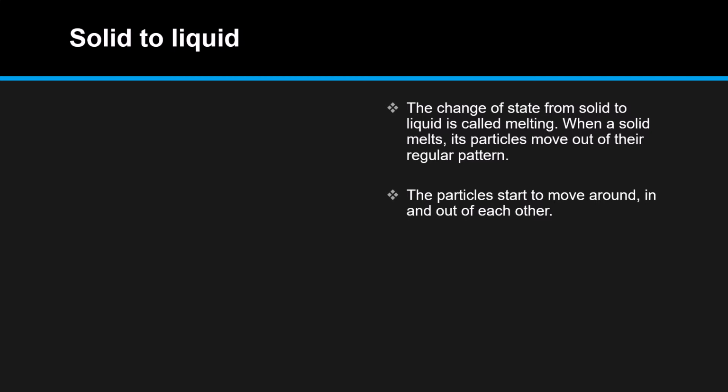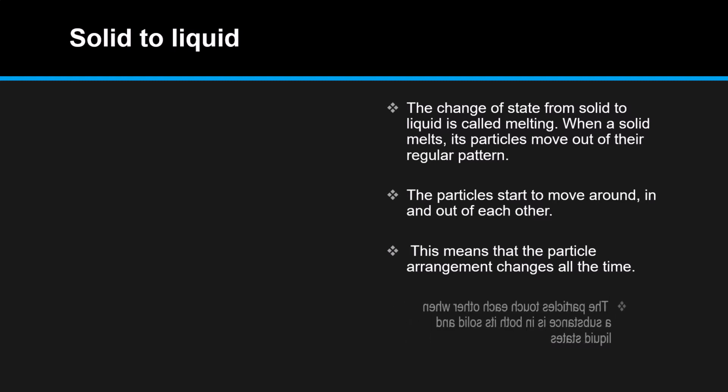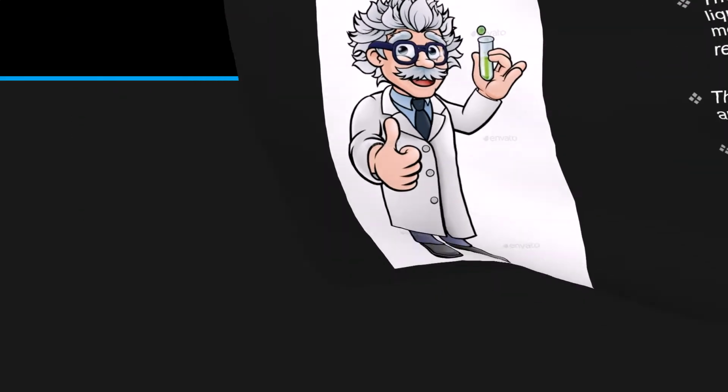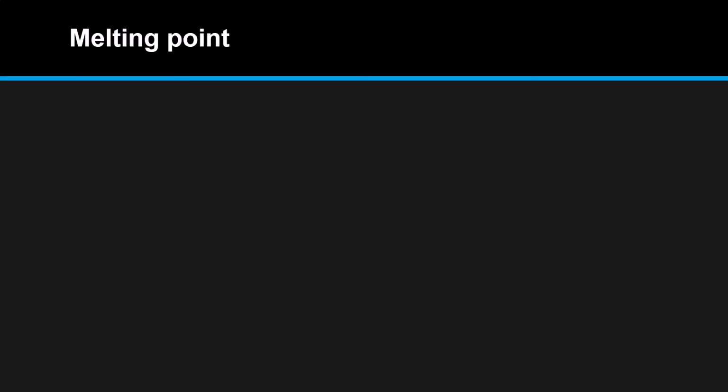So the particles start to move around in and out of each other. They move out, they spread out. They are not fixed together, just like in a solid. This means that the particle arrangement changes all the time. The particles touch each other when the substance is in both its solid and liquid state. So the particles touch each other in both states, solid and liquid. Okay, so next we will be talking about melting point.